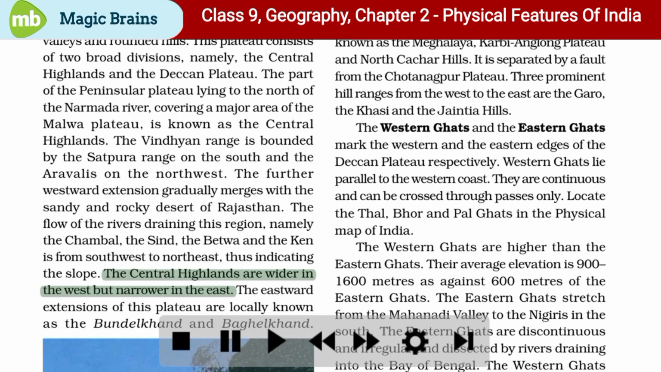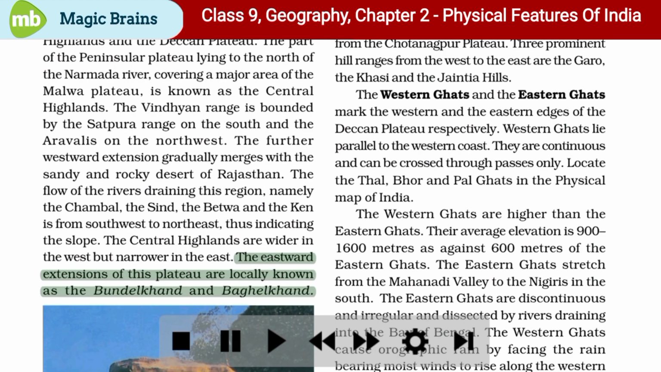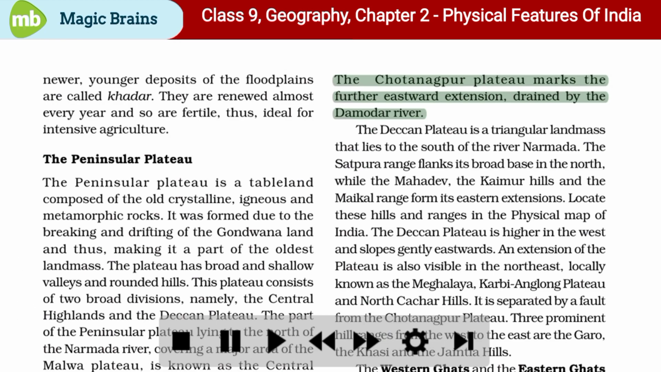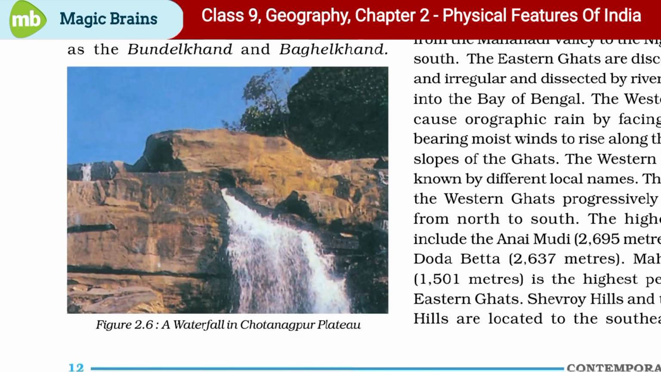The Central Highlands are wider in the west but narrower in the east. The eastward extensions of this plateau are locally known as Bundelkhand and Baghelkhand. The Chotanagpur Plateau marks the further eastward extension, drained by the Damodar River. Figure 2.8. A waterfall in Chotanagpur Plateau is shown here.